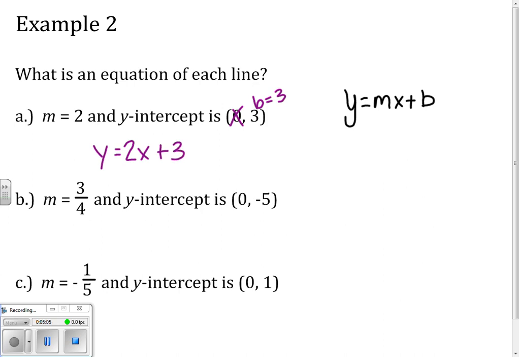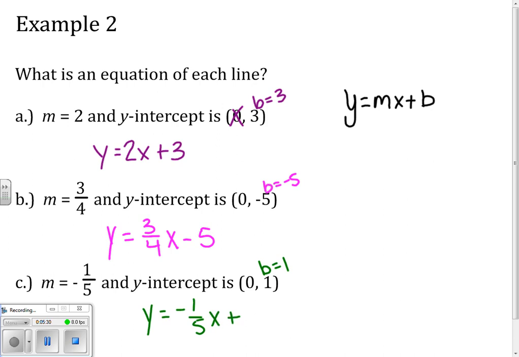Letter B, our m value is 3 over 4, and our b value is negative 5. So our equation is y equals 3 over 4x minus 5. Instead of writing plus a negative 5, just clean that up right away and make it minus 5. Letter C, they tell us that m is negative 1/5 and b is 1. So I get y equals negative 1/5 x plus 1.